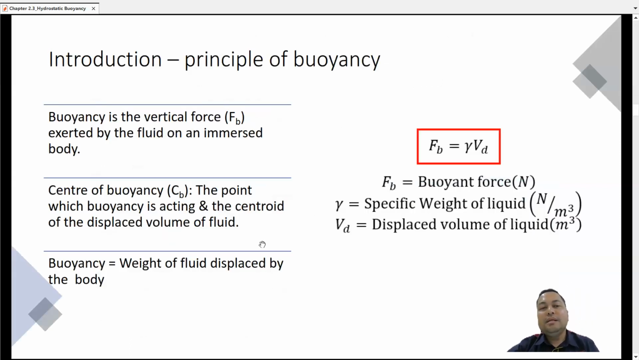Principle of buoyancy. Buoyancy is the vertical force exerted by the fluid on an immersed body. The center of buoyancy, CB, is the point at which buoyancy acts, and it is the centroid of the displaced volume of fluid. Buoyancy is the weight of fluid displaced by the body. So we know that Fb is equal to rho g Vd. Rho g can be replaced by gamma, the specific weight of liquid, obtained by multiplying the density with the gravitational acceleration. Vd is the displaced volume of liquid in meter cube.